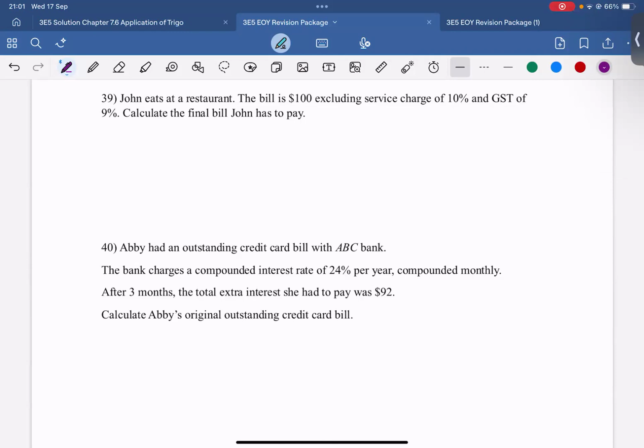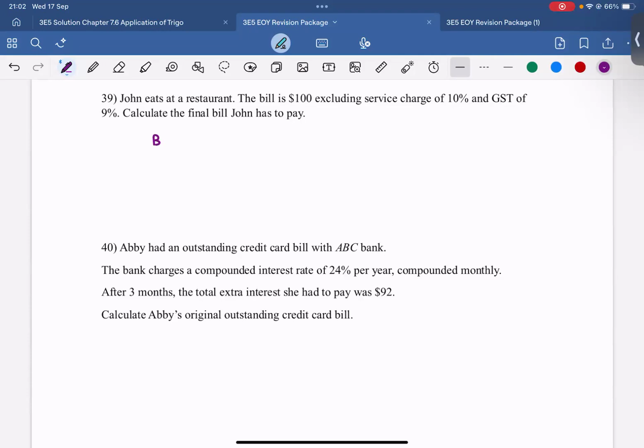Okay. The bill is $100 excluding service charge of 10% and GST. How many of you go and do 19%? Straight away you are wrong. In Singapore, or actually in every country, your service charge is 10% of the bill. This amount is what you pay to the restaurant. On top of this, the government takes 9% of this. This is how it calculates. So you cannot add the 10% and 9% and calculate 19% of $100. It doesn't work like that.